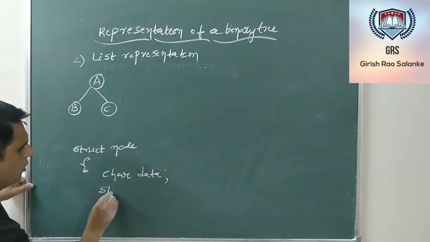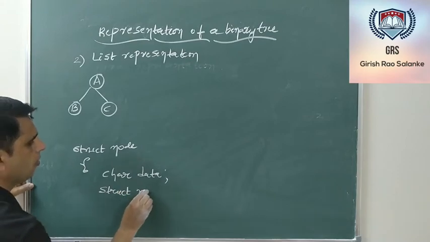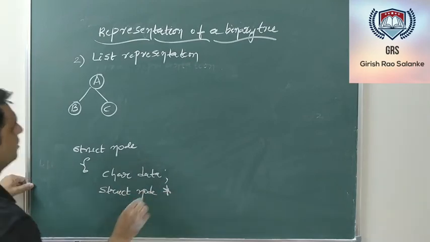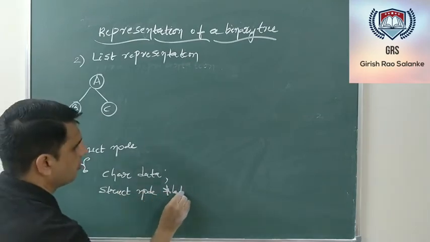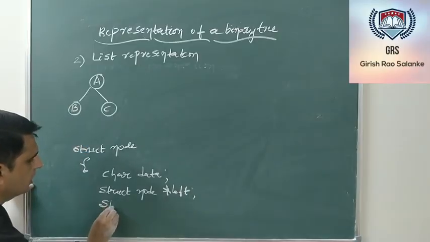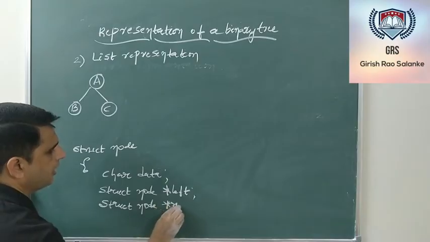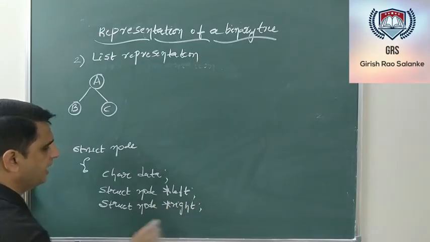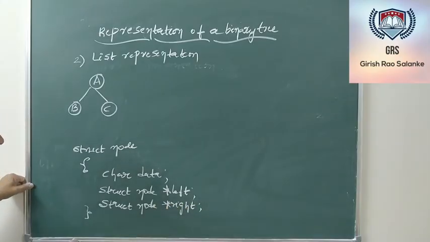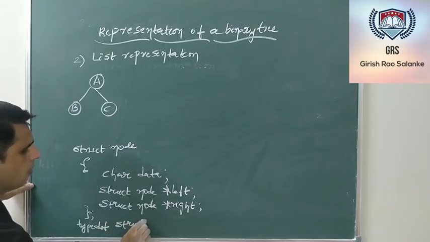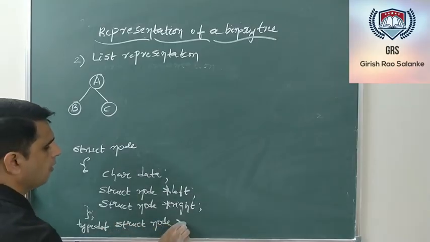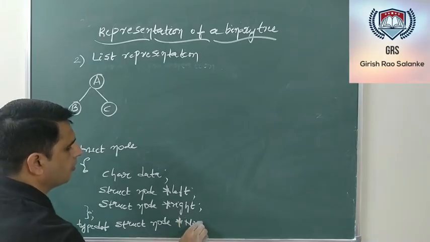Next is struct node star left. Next is struct node star right, wherein this left and right are the pointers which contain the address of the left subtree and the right subtree. Next I will have typedef struct node star capital NODE.